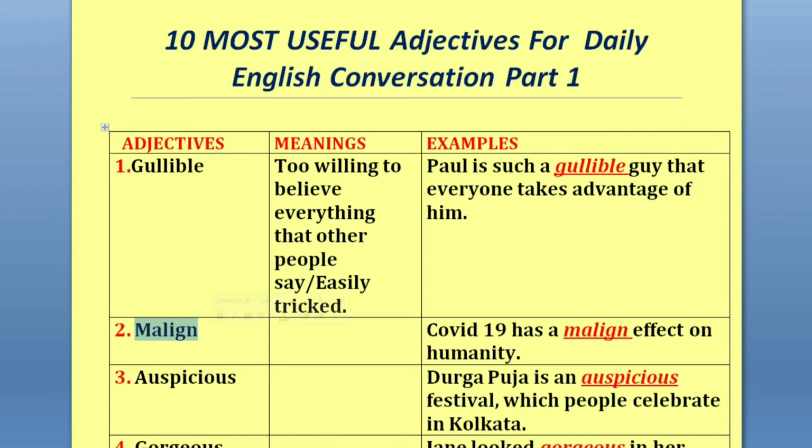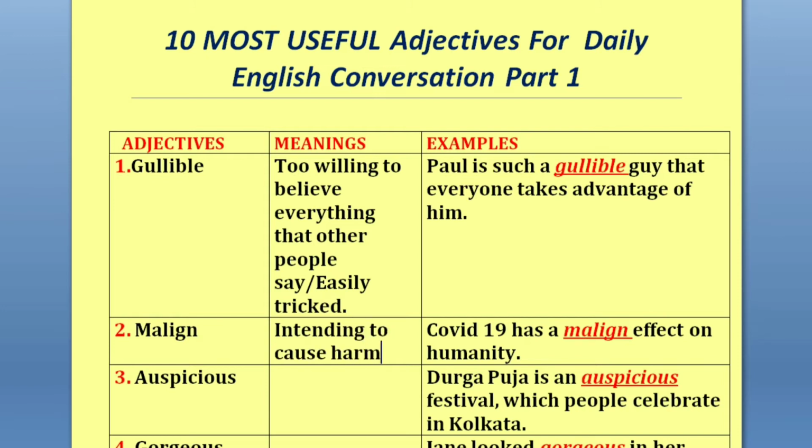We are going to go ahead and discuss the second most important adjective for today. As you see, the second adjective which we have is malign. Let me pronounce it once again: malign. So malign is also an adjective. It can be used as a verb, but today we are discussing how we can use malign as an adjective.